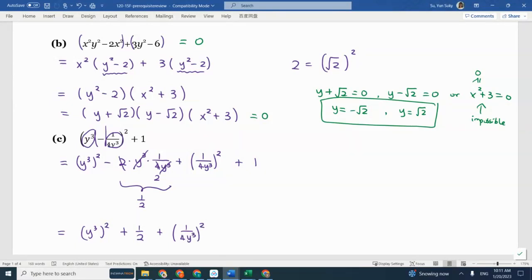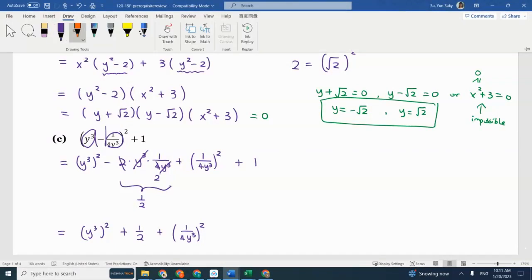Okay, you might ask, why don't we put y to the 6 here? Why do we keep it like this? Well, because we want to factor it. Our goal is to factor it. Yes? Okay. Now, let's compare.